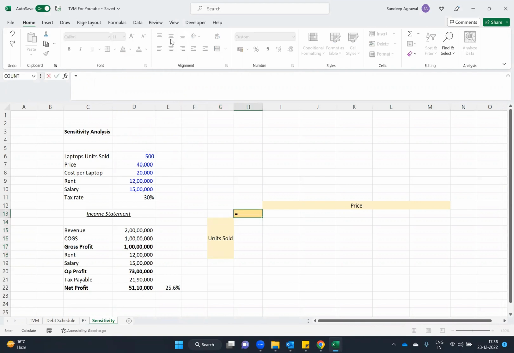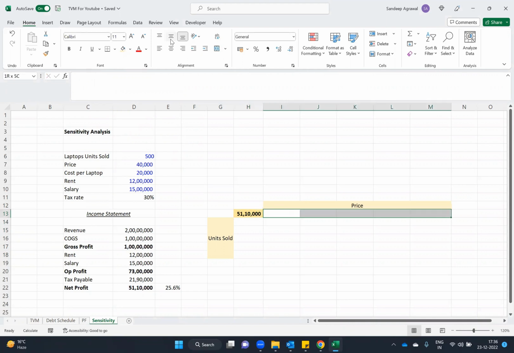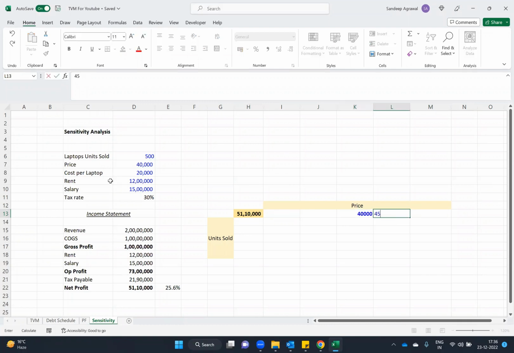And so I will select the net income, which I want to analyze, and put some sensitivity to it, like changing the input data. So this is my profit, which I want to analyze, and I will put the prices, the possible prices that I can have in future. So the base price is 40,000. So I'll put 40,000 here, then 45,000.